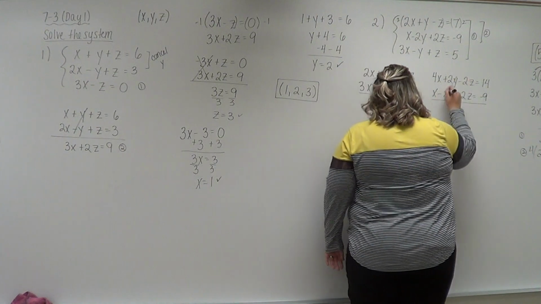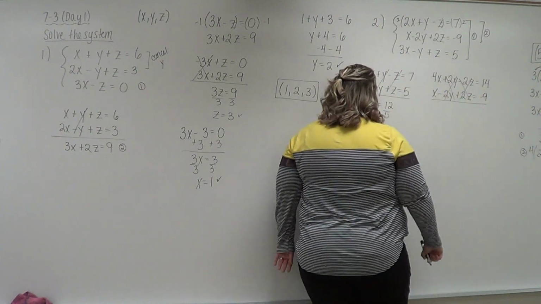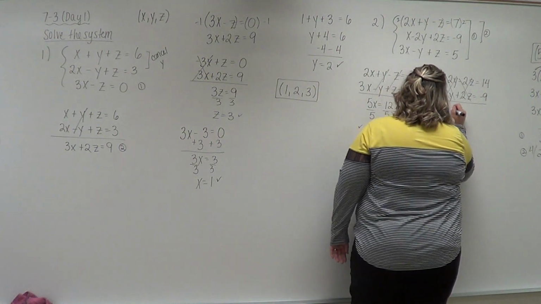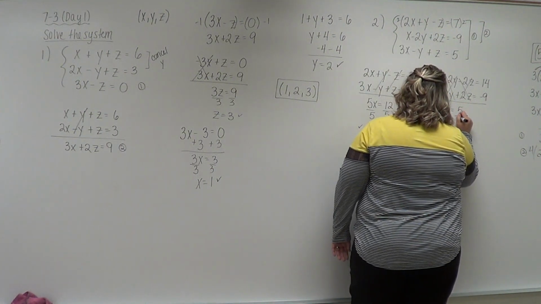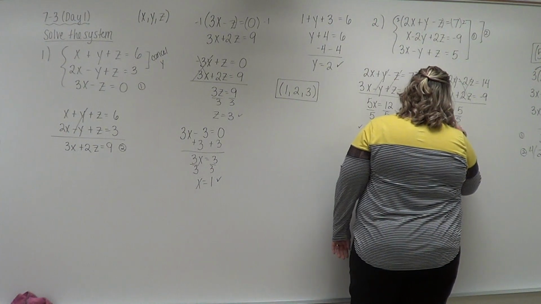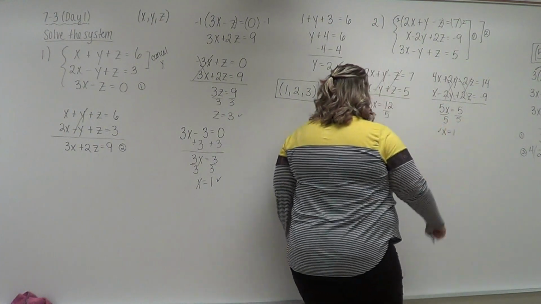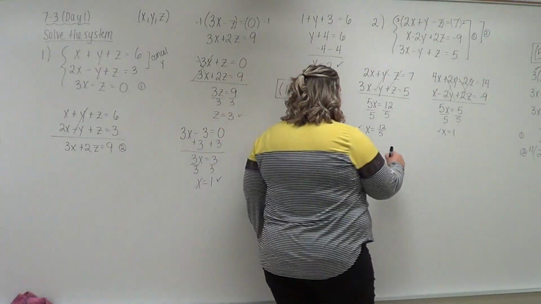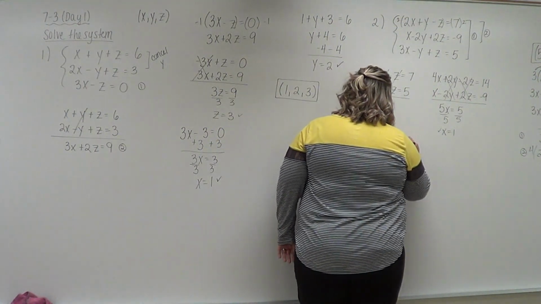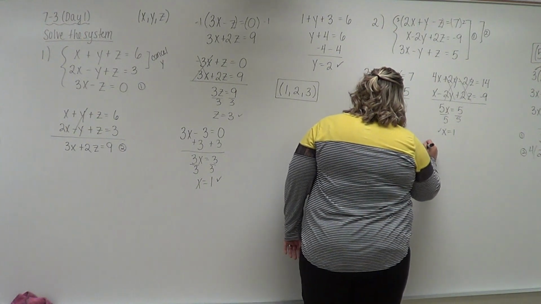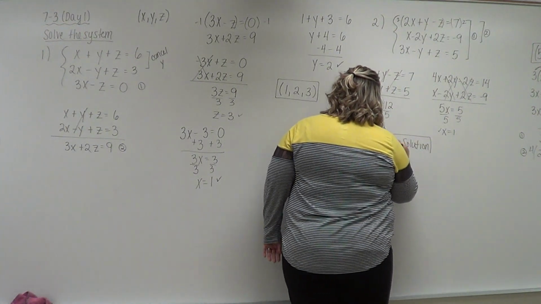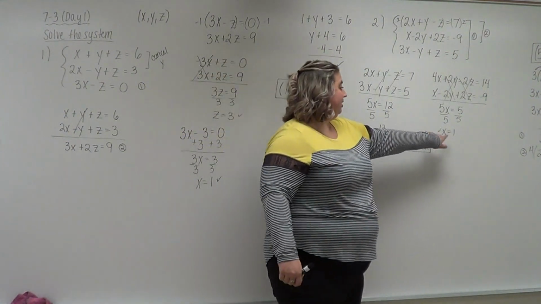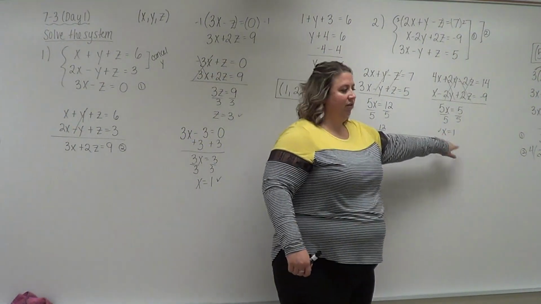Okay, now I notice on this one, my y's and my z's also cancel again. So we're going to solve, so I get 5x equals 5. But this time it says x equals 1. Well, x can't equal 12/5 and 1 at the same time. So if you get a case like this, this would be a no solution. You can't have two variables that are exactly the same equal different numbers.